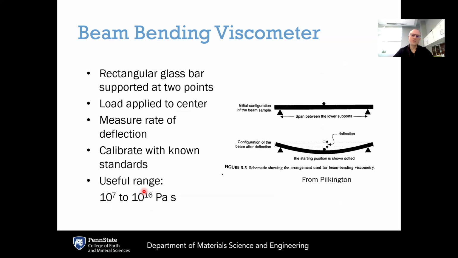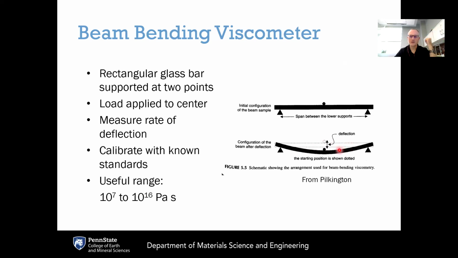So beam bending viscometry consists of making rectangular bars out of your glass sample and putting it in a three-point bending configuration, as shown here, where there are two supports on the left and the right. And then a load is applied in the center, either by pressing downward, like with a push rod on top, or by hanging a weight to it. But in any case, it is in a three-point bend configuration. And then we measure the rate of deflection here. So the rate of how quickly this glass beam is deflecting with respect to its initial planar configuration.